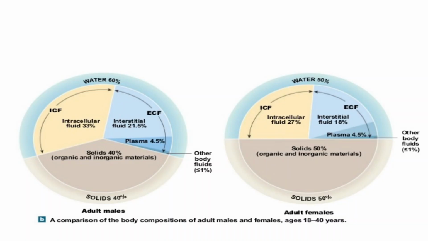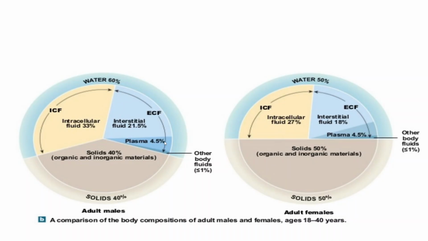The major component of the human body is fluid. In adult males, the solids are around 40% and the fluid is around 60%, whereas in adult females, the fluid and solid components are almost equal. Among the fluid, we have intracellular fluid, which is present within the cells, and the interstitial fluid, which is in between the tissues and constitutes the major component of the fluid. Then the plasma, which is the circulating fluid in the blood.